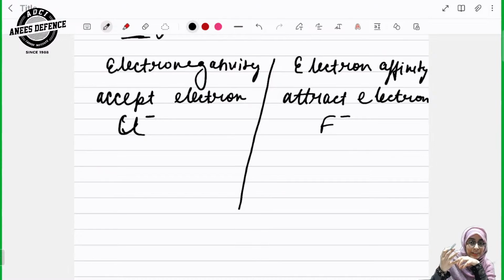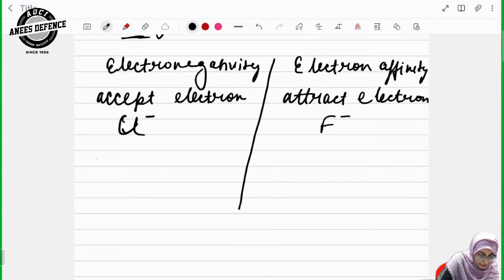So it has the tendency to attract an electron. It is the element with the most electron affinity, but it cannot accept an electron. And chlorine is bigger than fluorine, so it can accept an electron. Understand? Yes. Are you getting my point?